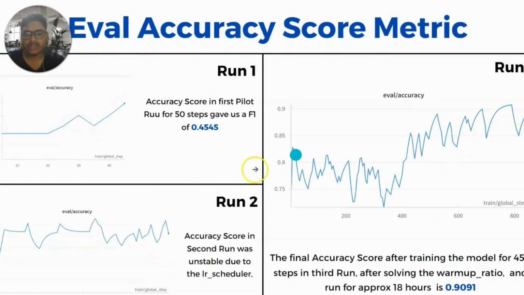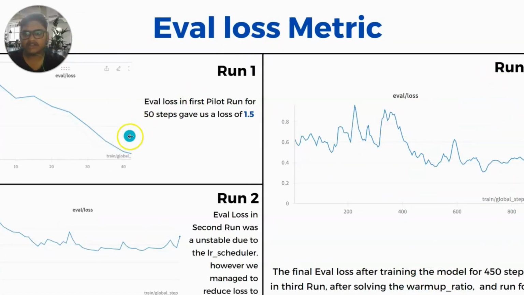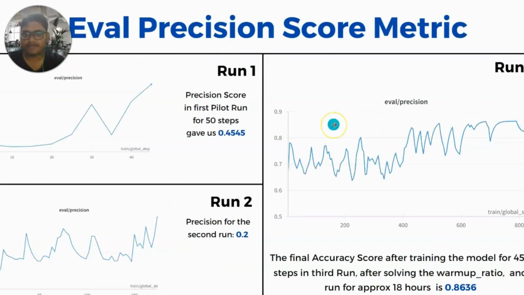Similarly, for accuracy, in the first run at the 50th step we got 0.45. In the second run, it was a bit unstable, but after the third run we got an accuracy of 0.90. And similarly for the loss, across the first run, second run, and third run, the final loss we got was around 0.3. And the precision also similarly, after the third run we got precision of 0.86.